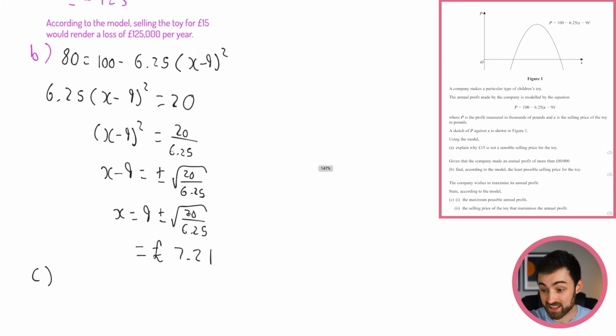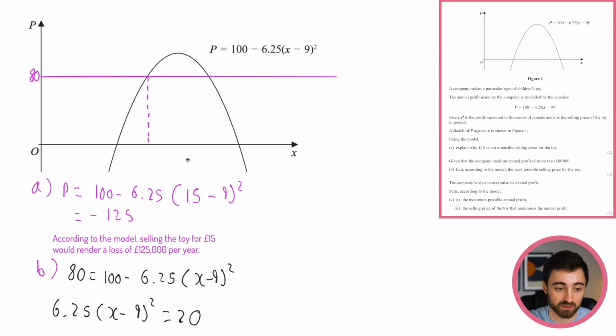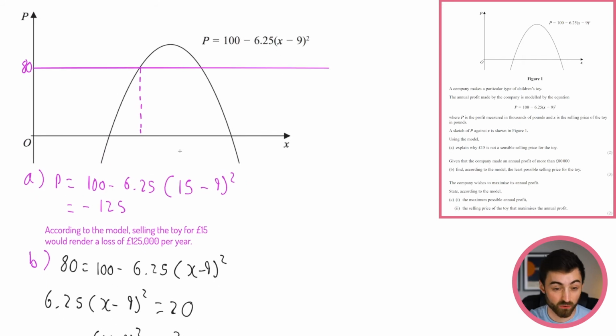Cool. The company wishes to maximize its annual profit. Makes sense. State according to the model the maximum possible annual profit. Okay, this isn't too difficult because we already have this in completed the square format, right? So it's basically going to be this maximum point. We can get that from completing the square. It's basically going to be the negative of whatever this value is, because this is going to get maximized when this thing is 0. If I have 100 minus something, I don't want to minus anything from that profit. Because this is a square number, the smallest value it can be is 0. So that's going to be the value which maximizes profit.